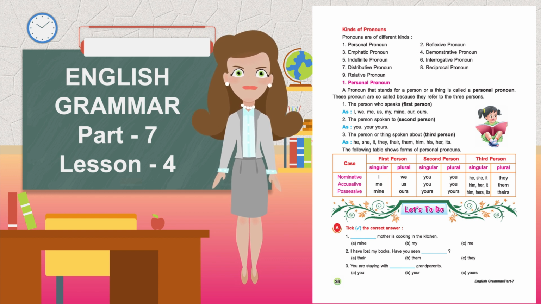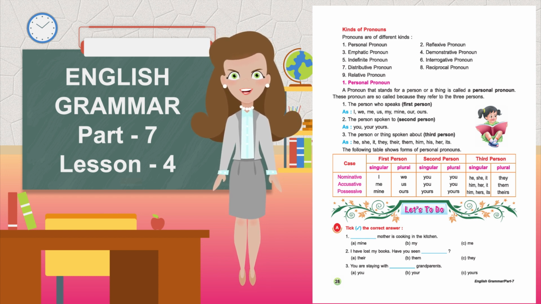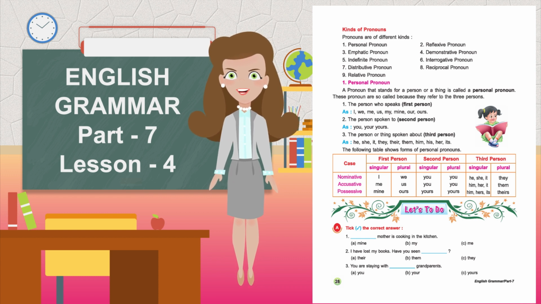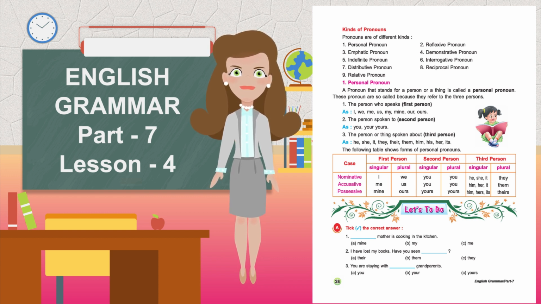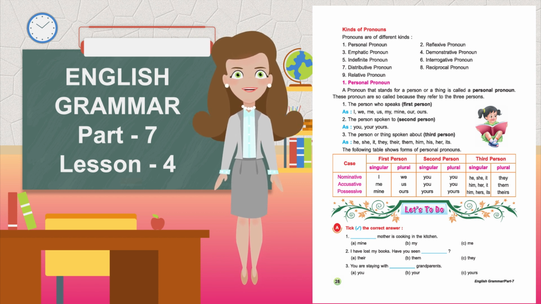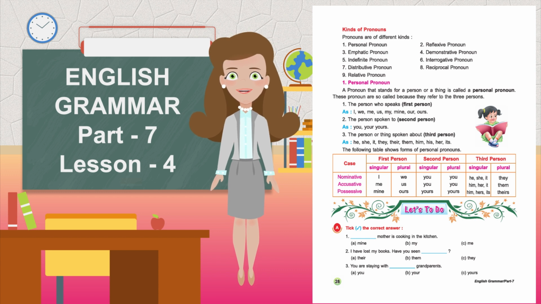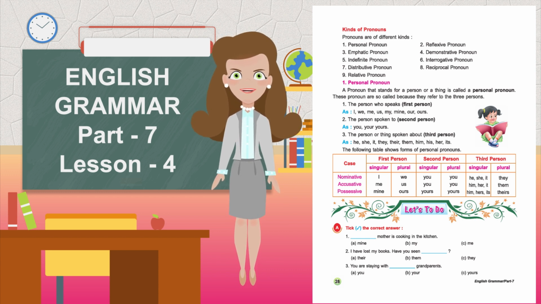The person who speaks, first person, as I, we, me, us, my, mine, our, ours. The person spoken to, second person, as you, your, yours. The person or thing spoken about, third person, as he, she, it, they, their, them, him, his, her, its. The following table shows forms of personal pronouns.